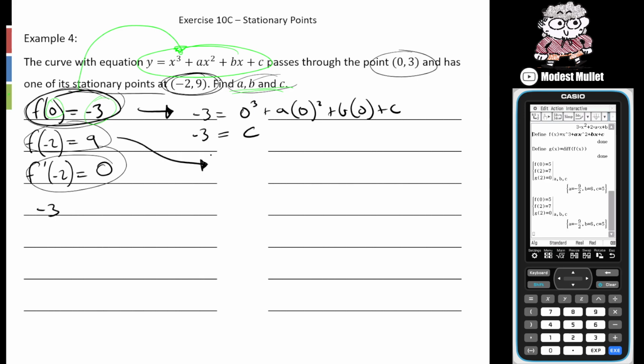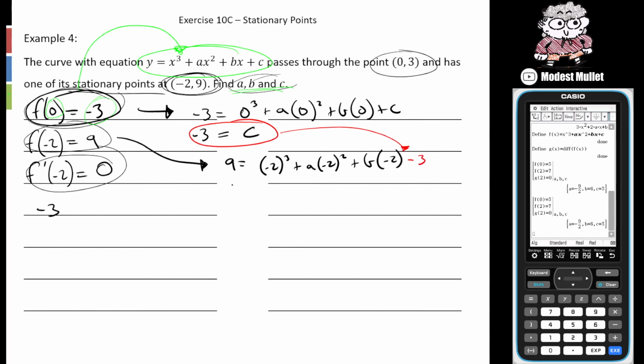This second coordinate, f of -2 is 9, so we get 9 is equal to -2 cubed plus a times -2 squared plus b times -2 plus c. And since I already know c from there, I'm going to change that to -3.